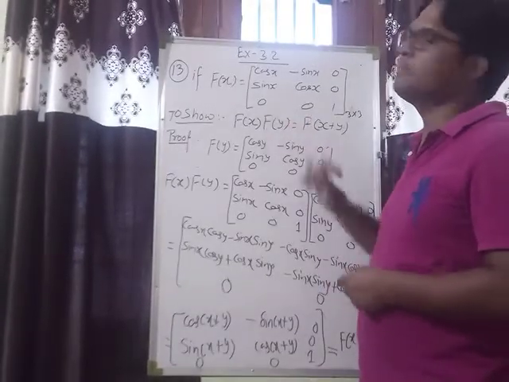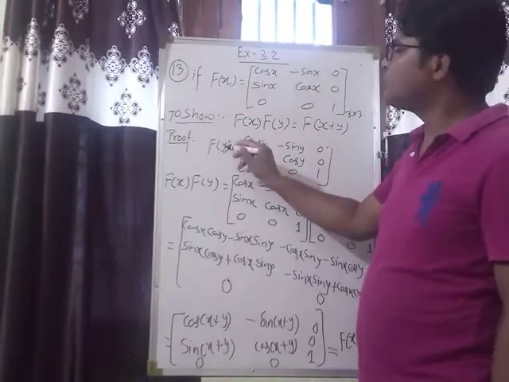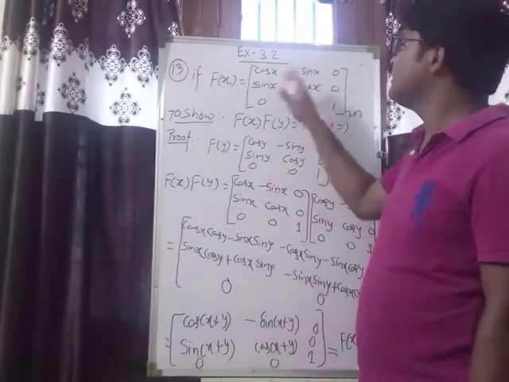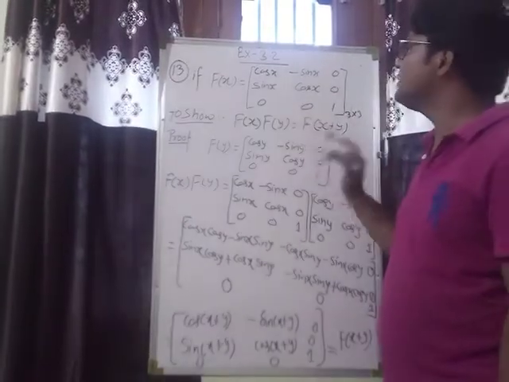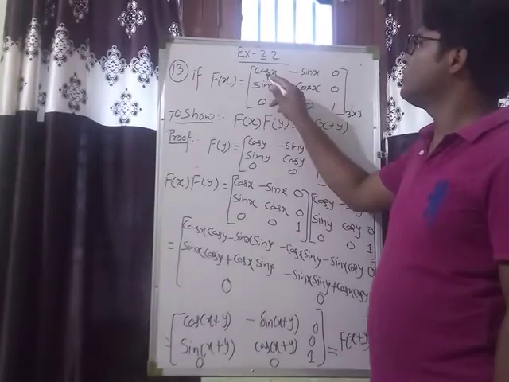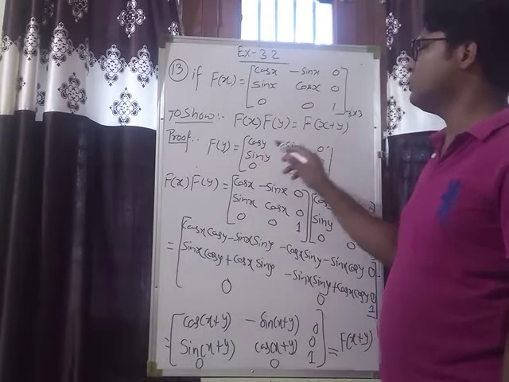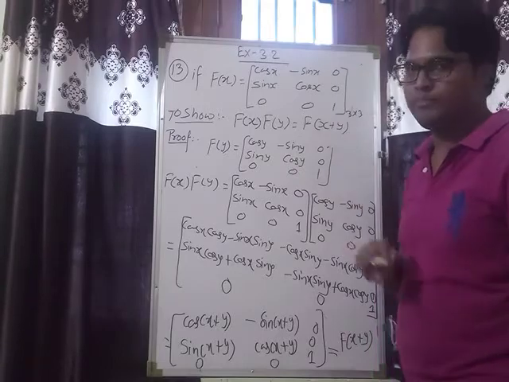So f(x) is given, find out f(y). You can see x is replaced by y. So inside the matrix, in each entry, x will be replaced by y. So this one will be cos x, so x is replaced by y, so it will be cos y, minus sin y, 0, sin y, cos y, 0, 0, 0, 1.